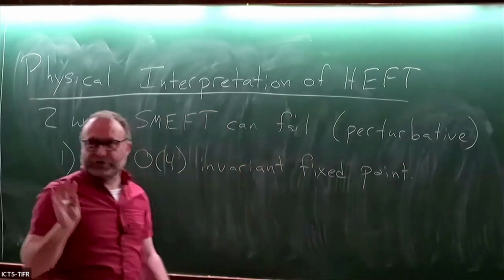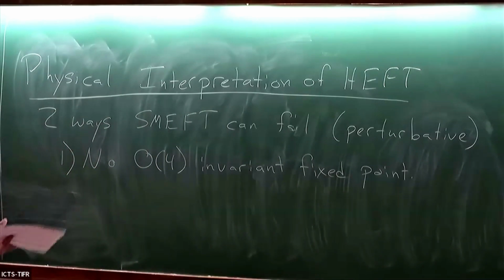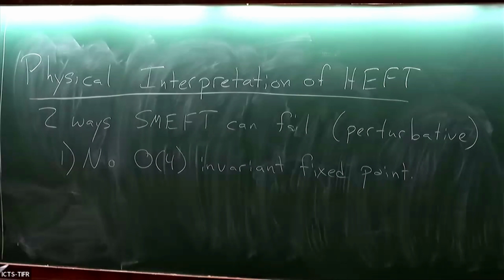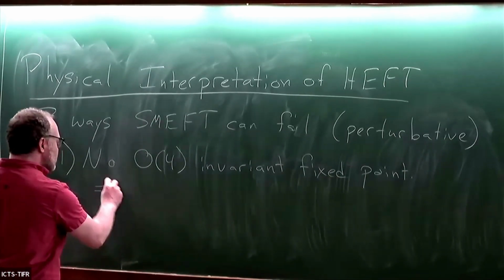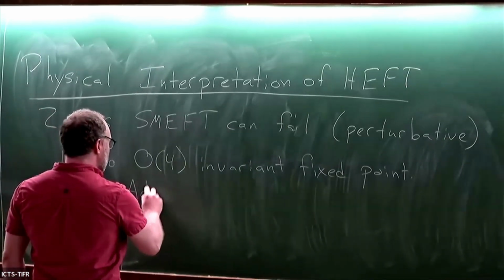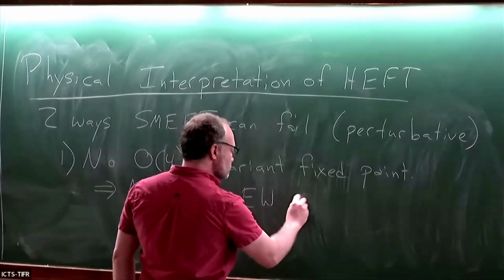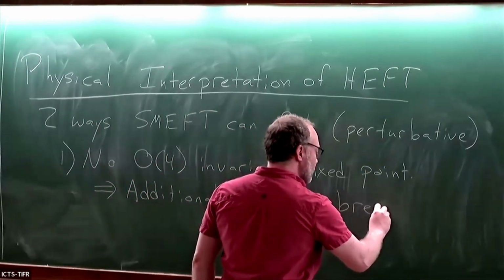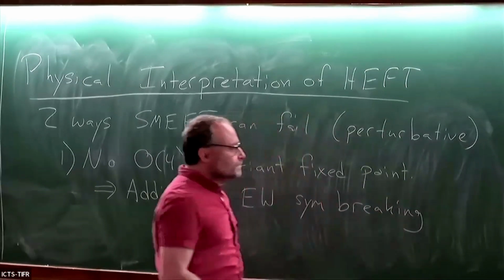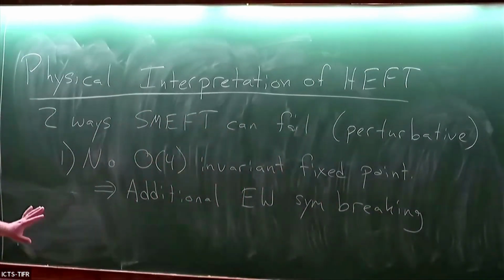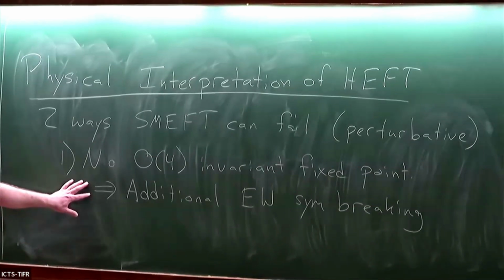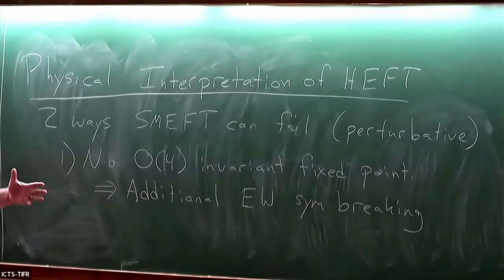So in my very loose analogy with the black hole, that's like saying there's a horizon, right? There's this point you can't go past. Again, very loose analogy. And that means the physical interpretation is we have additional electroweak symmetry breaking. I didn't have time to show you one of these examples because I also think it's extremely intuitive. It was anticipated from almost the beginning.